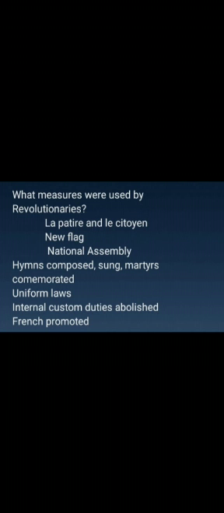Not only this, Napoleon made several changes. He introduced uniform laws, uniform weights, uniform measures. If you remember, children, in the French Revolution there were three estates: first estate, second estate, third estate. The first and second estates enjoyed the privileges, and the third estate bore the whole burden. So internal custom duties, which were paid by the third estate in the form of taxes, either direct or indirect, were abolished, and the French language was promoted in each and every region.